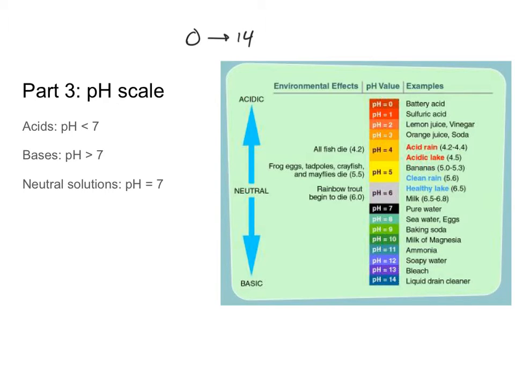So going along the pH scale, that's this picture over here on the right, we have things like battery acid and sulfuric acid and lemon juice and orange juice and soda and acid rain and acid lakes and bananas and healthy lakes and pure water. Everything up to pure water is acidic, okay? I realize that the more acidic something is, the lower its pH is.